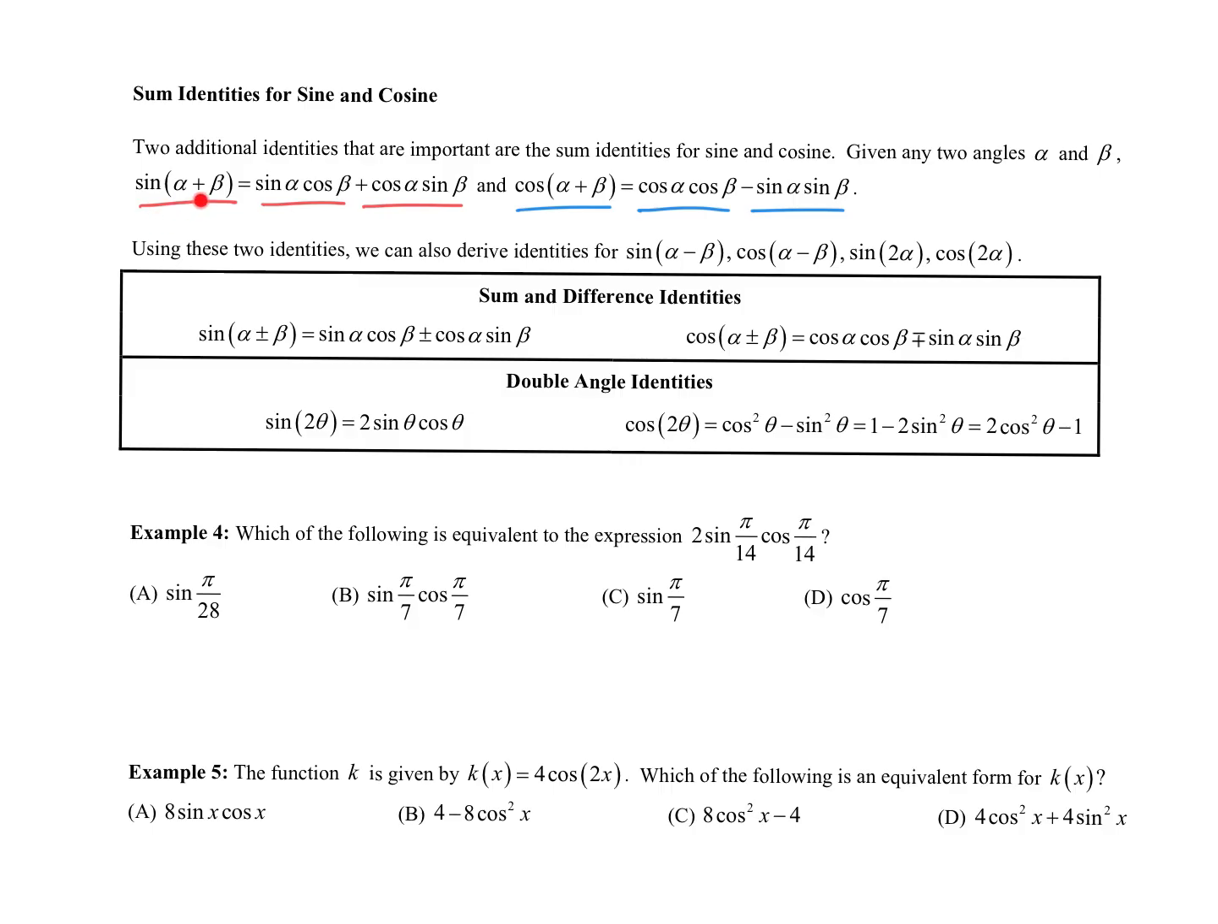And what I mean by that is if we have addition here, guess what? We have addition there. And if we have subtraction here, guess what? We have subtraction there. And so for sine of alpha plus beta, we're still going to have sine and cosine. So we're going to have sine alpha, cosine beta, and then cosine alpha, sine beta. However, cosine's kind of naughty.